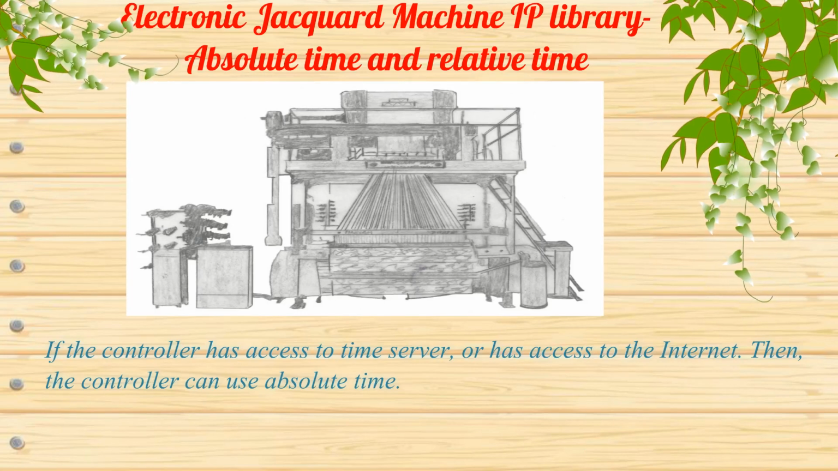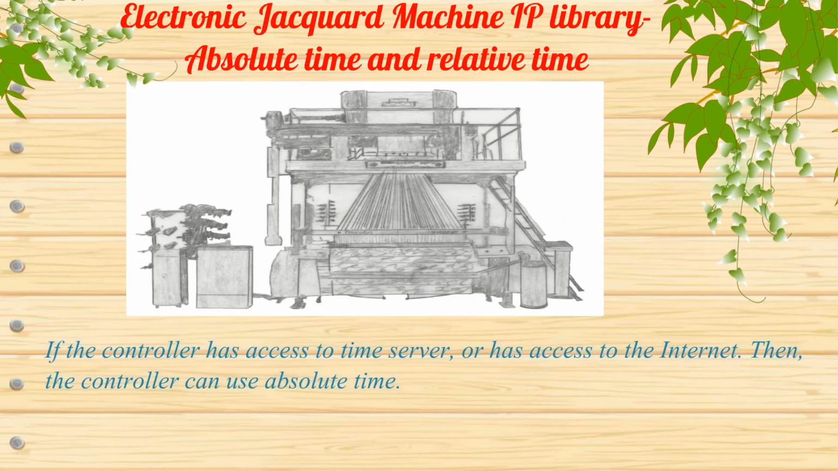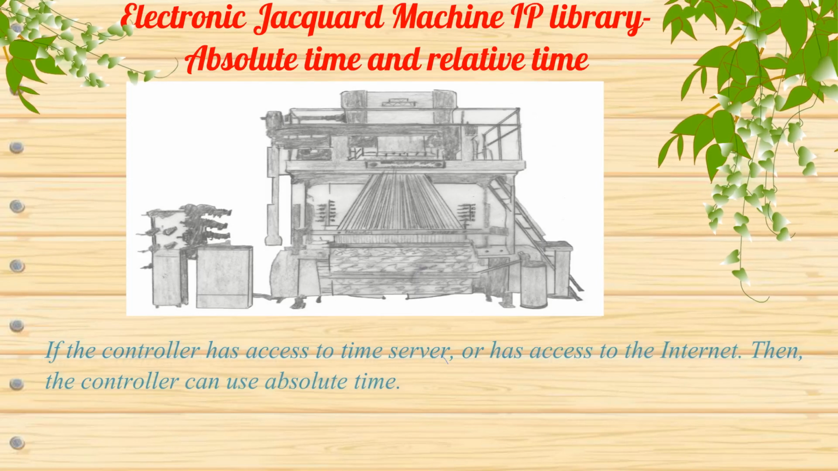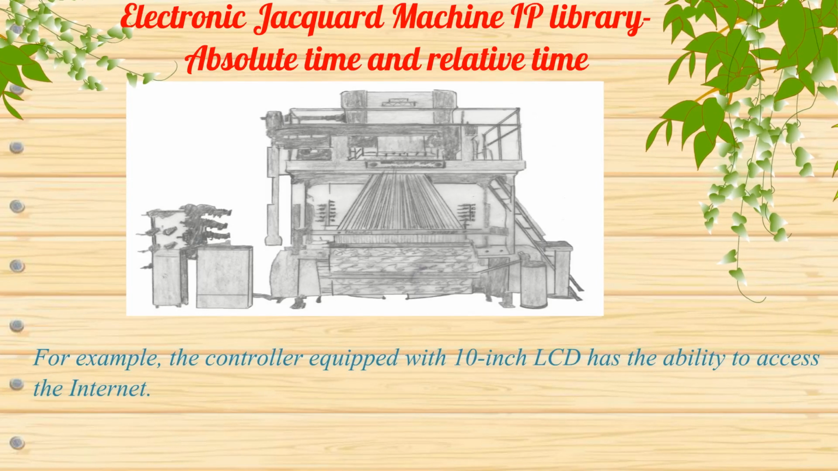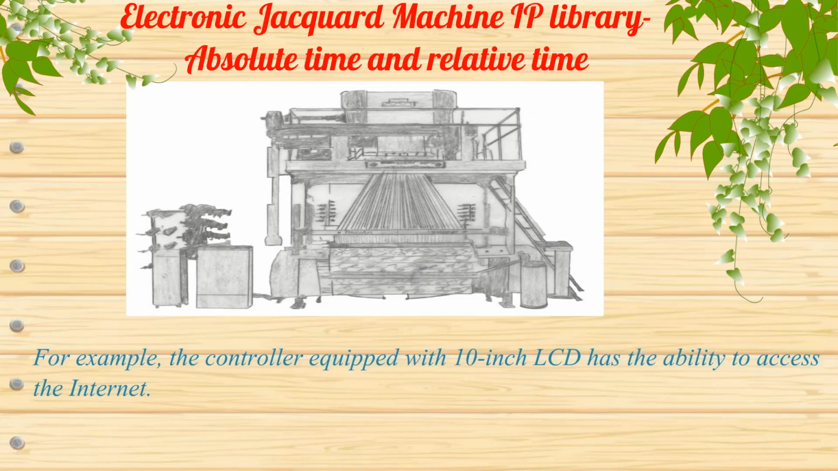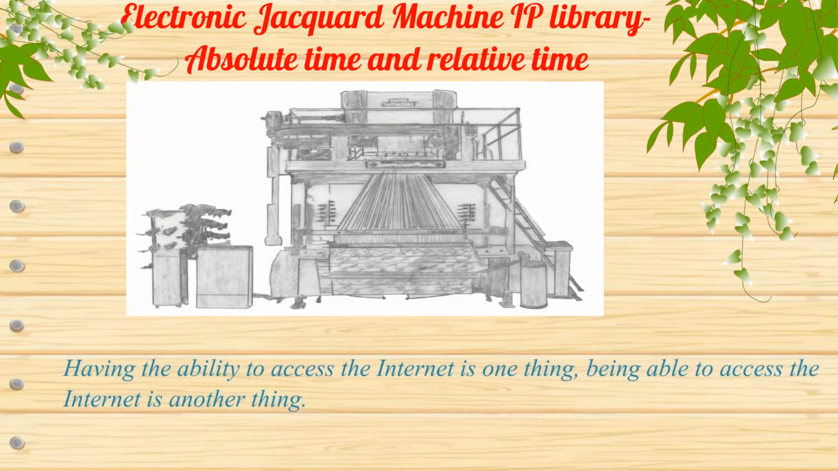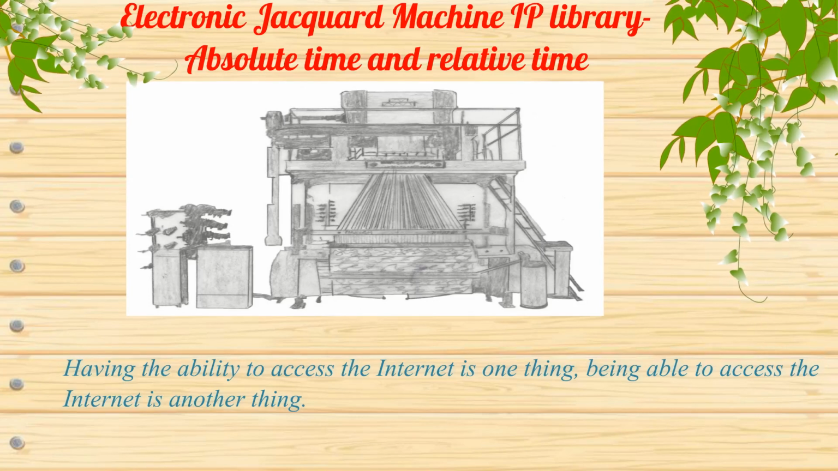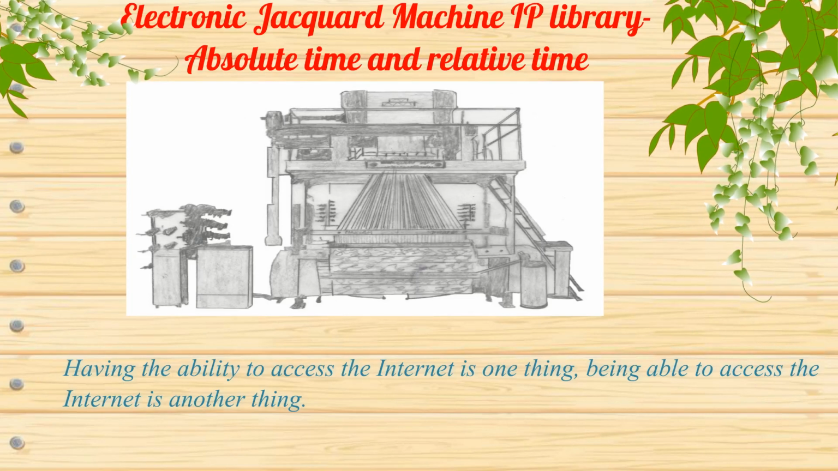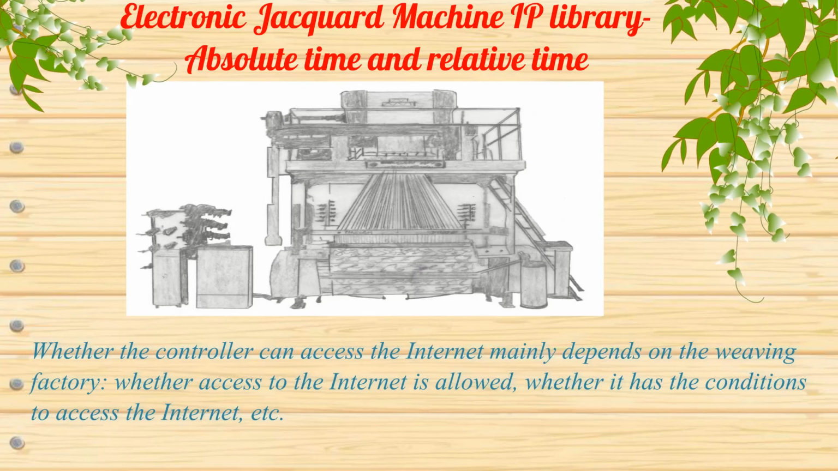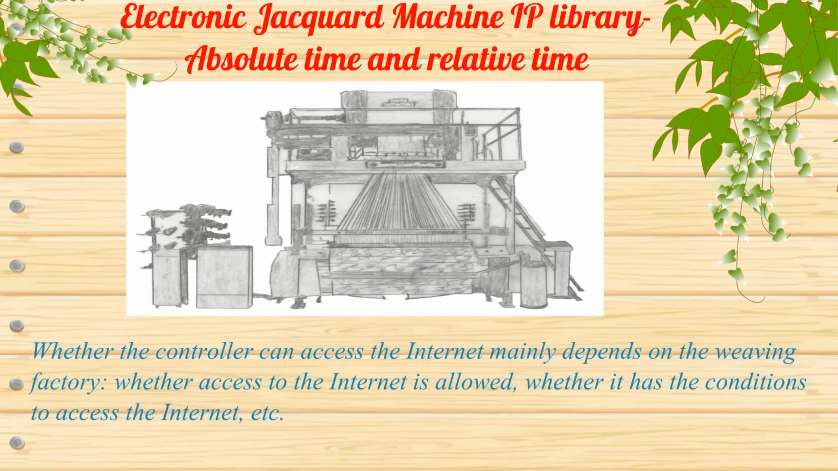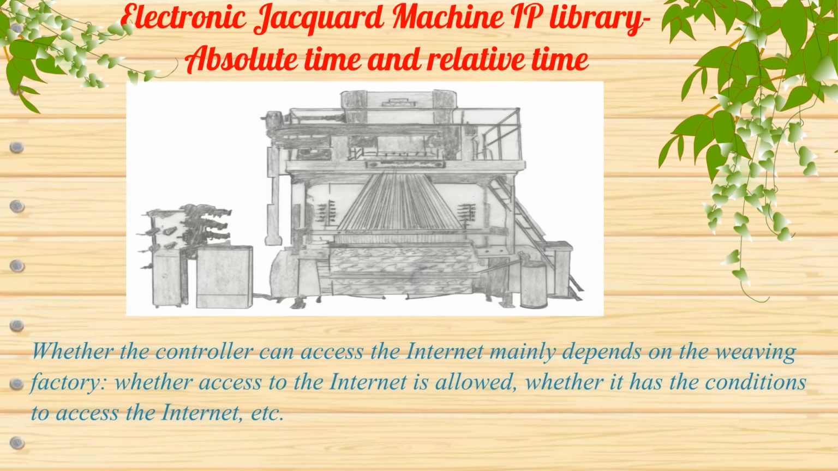If the controller has access to a time server, or has access to the internet, then the controller can use absolute time. For example, a controller equipped with a 10-inch LCD has the ability to access the internet. Having the ability to access the internet is one thing. Being able to access the internet is another thing. Whether the controller can access the internet mainly depends on the weaving factory, whether access to the internet is allowed, whether it has the conditions to access the internet, etc.